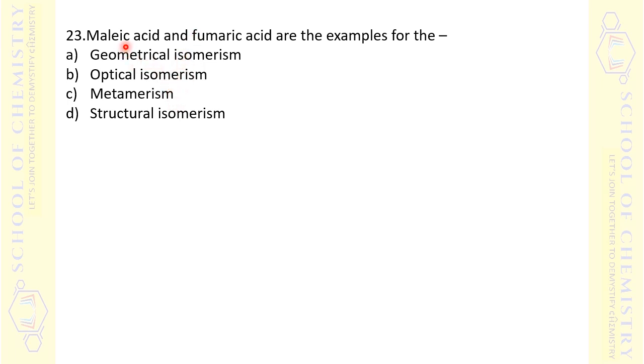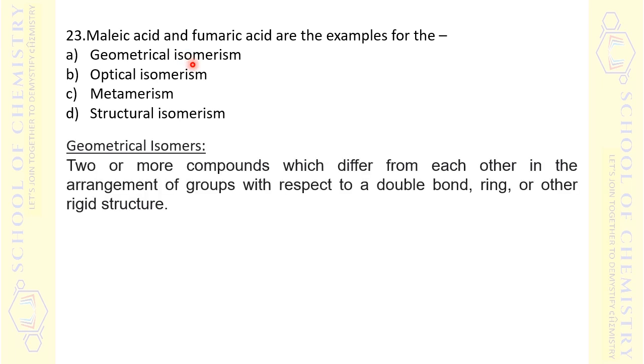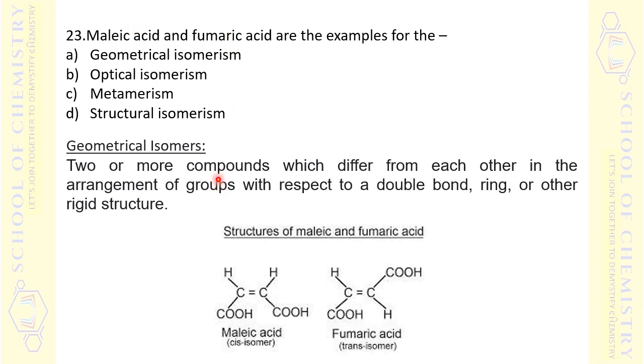So now the question, maleic acid and fumaric acid, these two are very classic examples for geometrical isomer. And geometrical isomer means structure wise everything will be same, but the groups will be oriented in different direction with respect to double bond, with respect to ring, or with respect to rigidity. Usually with respect to double bond we talk, and maleic acid and fumaric acid structures are given here.